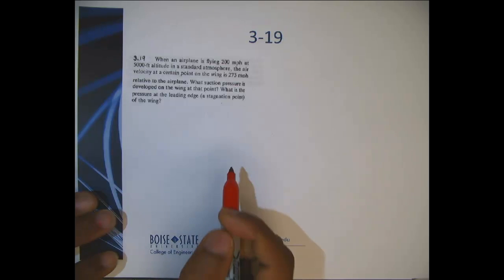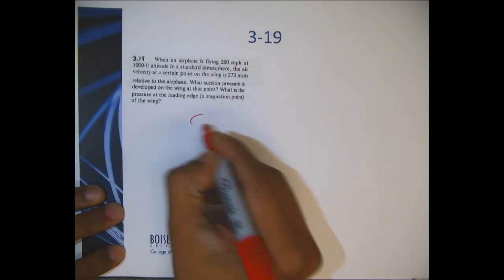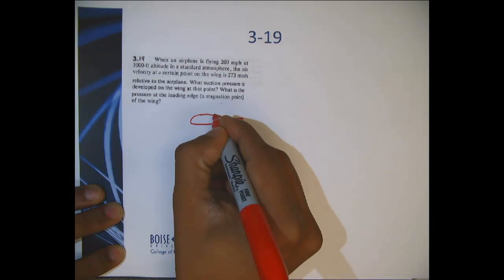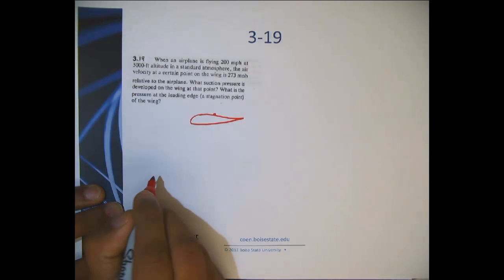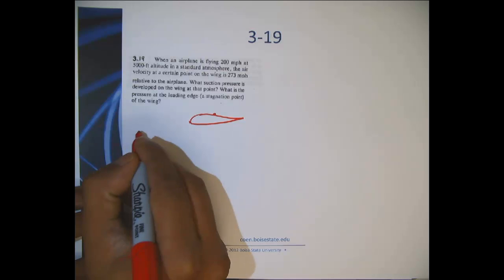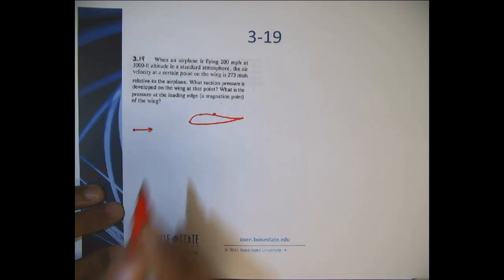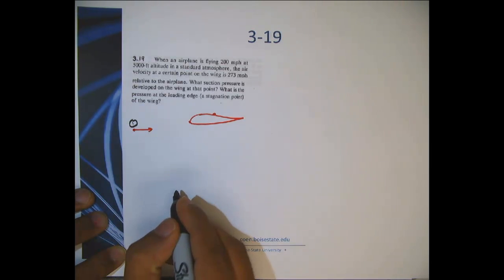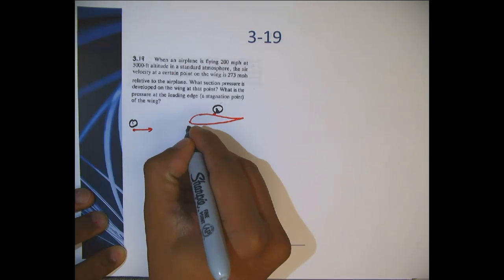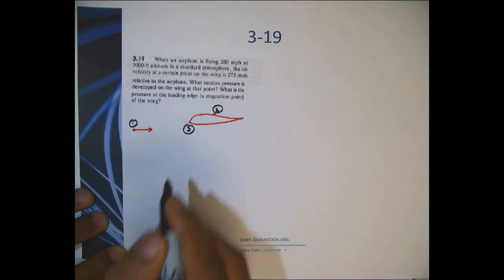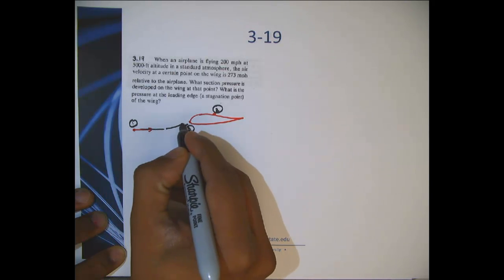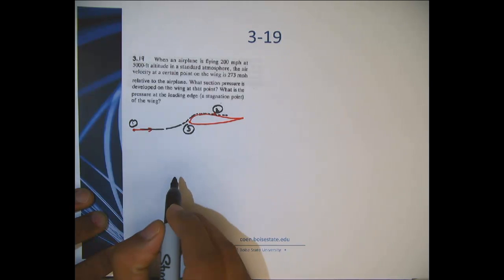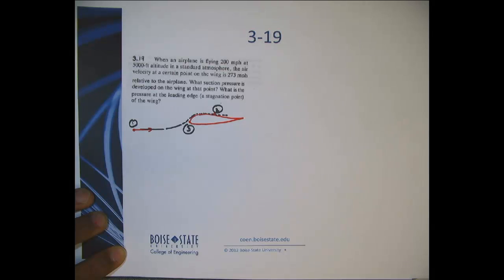So let's draw a cute little wing here, like an airfoil. Okay, so this is my airfoil. I know some information here, here, and here. Let me represent this as point 1, this as point 2, and this as point 3. If I were to draw a streamline, it would look something like that. You see that point 3 would be your stagnation point.